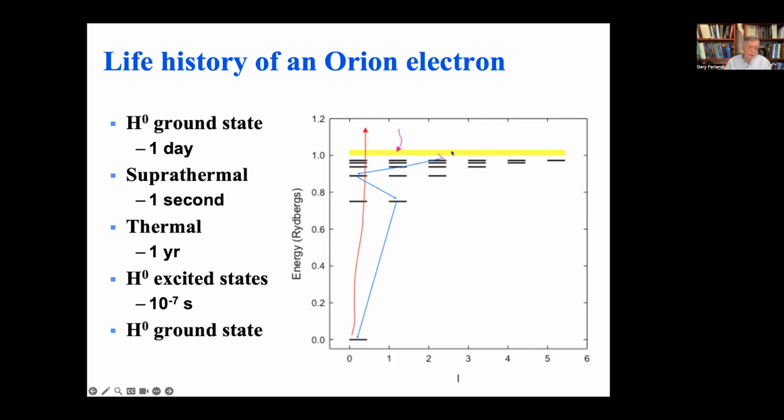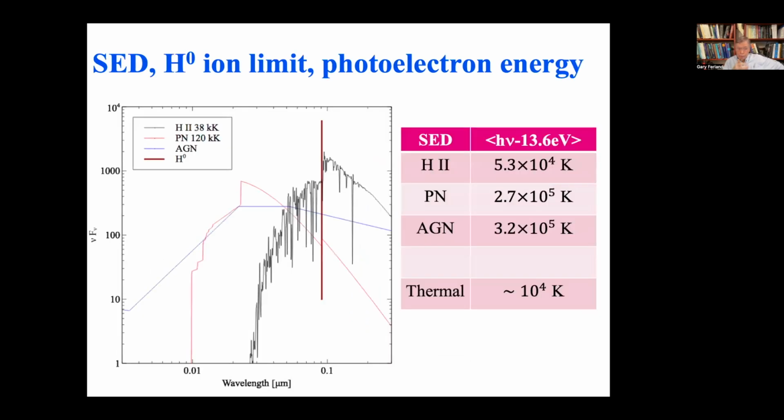They sit up there as thermal electrons for about a year before they have a near collision with a proton, and then it becomes captured in these bound levels and works its way back down. These levels have lifetimes of 100 nanoseconds. They're very short-lived. It goes back to the ground state and the whole process starts again. So there's a fantastic dispersion in timescales, ranging from 10 to the minus 7 seconds up to a year. This can be a very non-equilibrium situation.